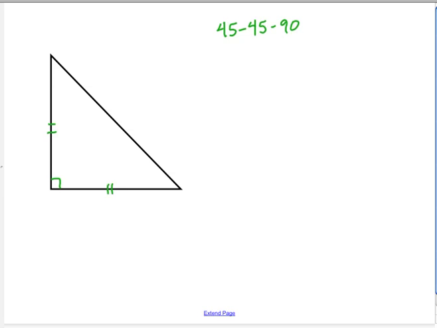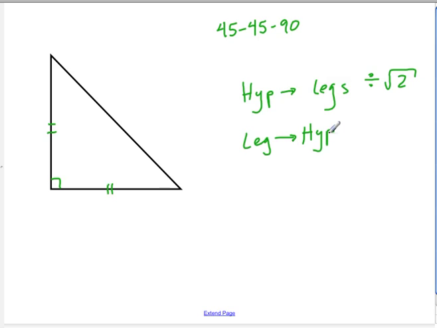So on a 45, 45, 90 triangle, if we're going from the hypotenuse to one of the legs, we divide by the square root of 2. If we're going from a leg to the hypotenuse, we just do the opposite, which would be times the square root of 2. So let's just look at a couple of those real quickly.